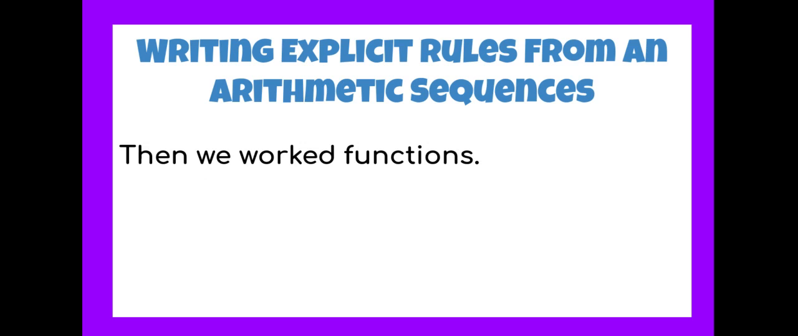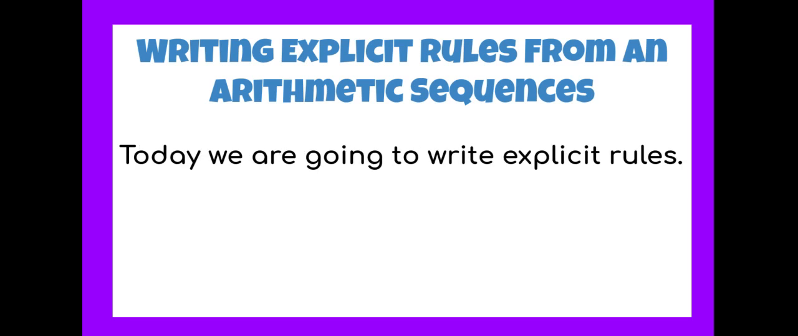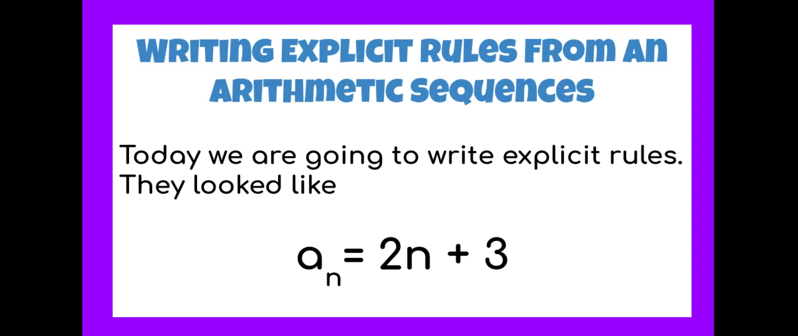Then we went and worked with functions, and they look something like this. f of x equals 2x plus 3, or f of n equals 2n plus 3, but they all meant the same thing. So what we're going to do today is write explicit rules. Now they're going to mean the same exact thing, except they're going to look a little different. And in this particular case, they're going to have a sub n equals 2n plus 3. So all that does is generate all the terms in a sequence, just like we did with a line or a function, but it's just notated a little differently.